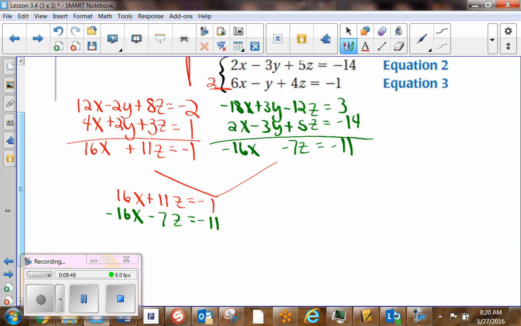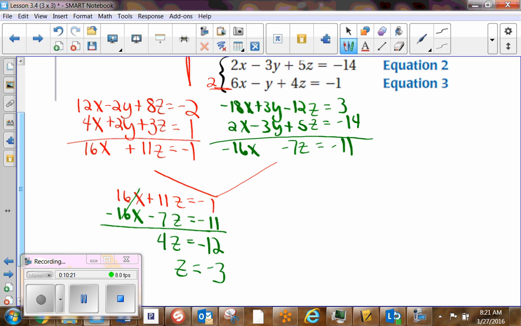Ooh, this is sweet because the x is already set up to cancel. That doesn't always happen, sometimes you have to manipulate it to make it happen. This one did. So those cancel. This gives me what, a 4z equal negative 12. Negative 12. So what's z going to be? Negative 3.